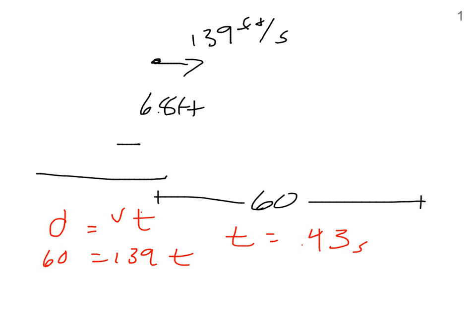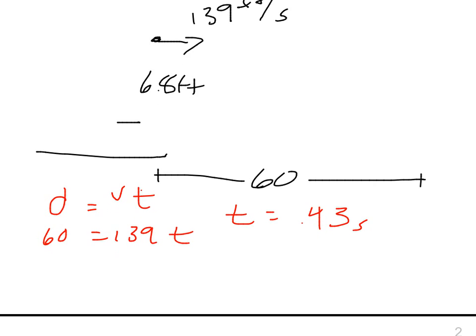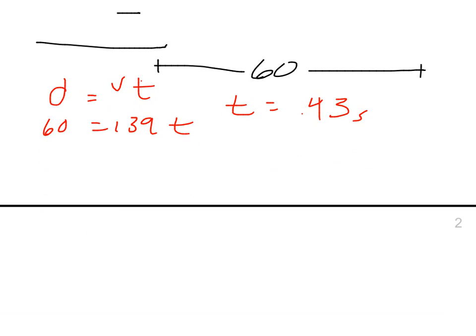What will be the height of the ball above the ground when it reaches home plate? So I'm going to find out how far the ball fell, and then I'm going to subtract that from how high it started to figure out how high above the ground it is. So I know that vertically VI is 0. A is negative 9.8. T is the 0.43 seconds, and I'm trying to figure out how far the ball fell.